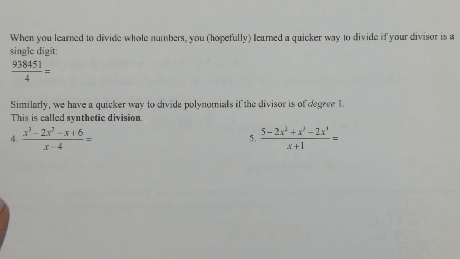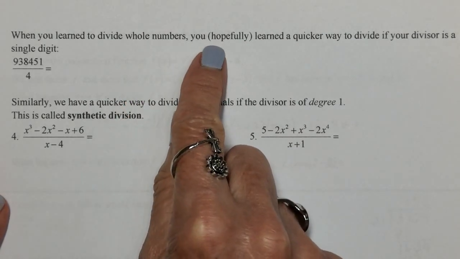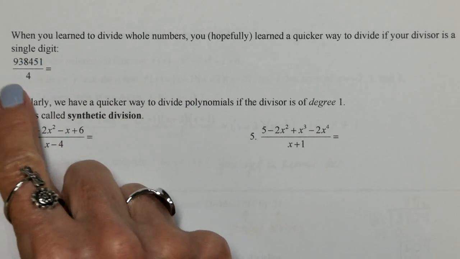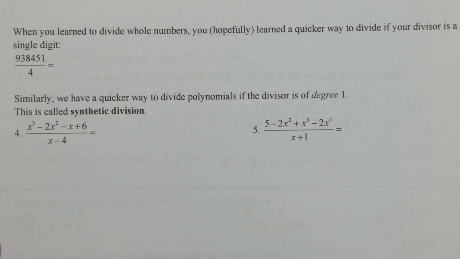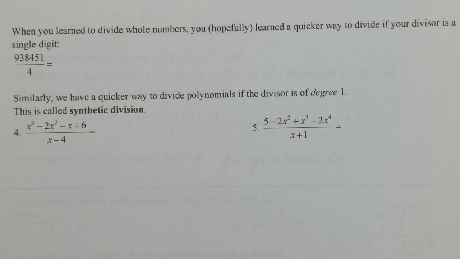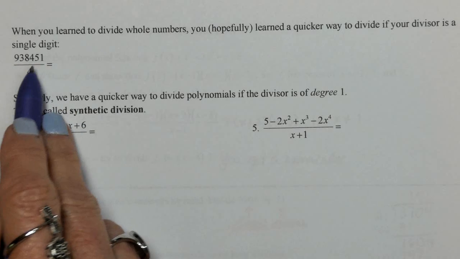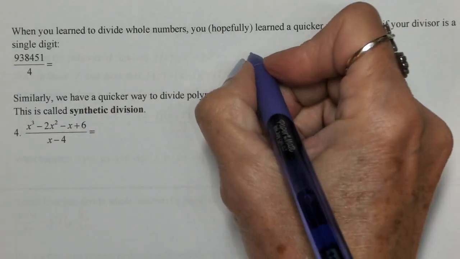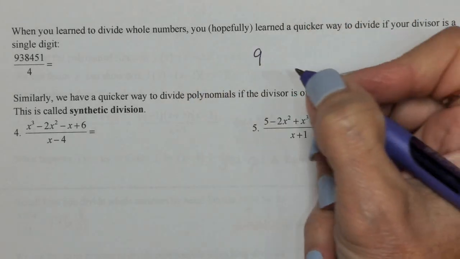When you learned to divide whole numbers, you hopefully learned a quicker way to divide if your divisor is a single digit. Each year I get kids who did not learn a quicker way to do that, so I reteach it quickly because it doesn't take long. If you have a single digit in the denominator, you really don't have to do long division. Instead, you can do a shorter division.